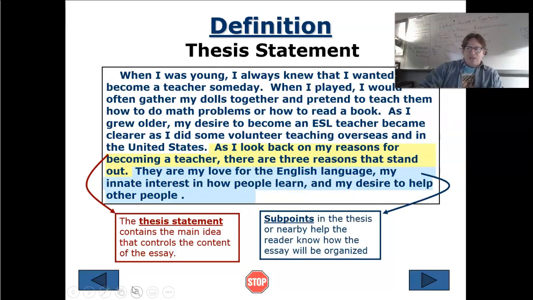As I look back on my reasons for becoming a teacher, there are 3 reasons that stand out. Here they are. They are my love for the English language, my innate interest in how people learn, and my desire to help other people. This thesis statement tells us that these 3 things are going to be discussed in their own paragraphs. My love for the English language is in one paragraph. My innate interest in how people learn is another paragraph. And my desire to help other people. That's the 3rd body paragraph.